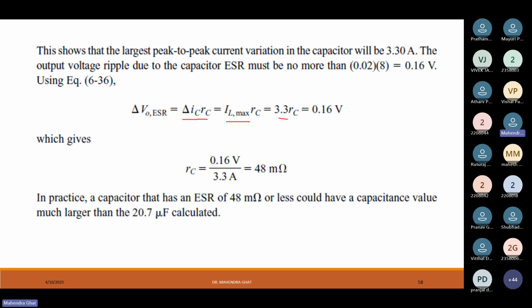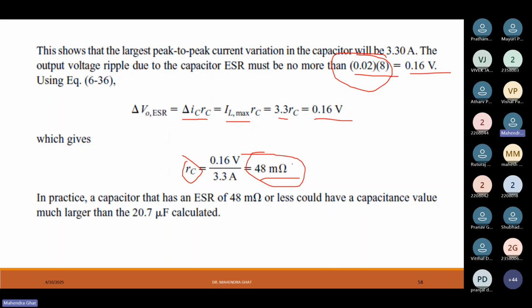So I will take it as 3.3, which is the worst case, and the ripple which is given as 2% of the output voltage is nothing but 0.16. So I will equate that to 0.16. With that, I will get the RC value as 0.16 divided by 3.3 ampere, which is 48 milliohm. So we have to choose a capacitor which will have an ESR lower than 48 milliohm. If it is greater than 48 milliohm, this criterion, the 2% output voltage ripple, we will not be able to meet.